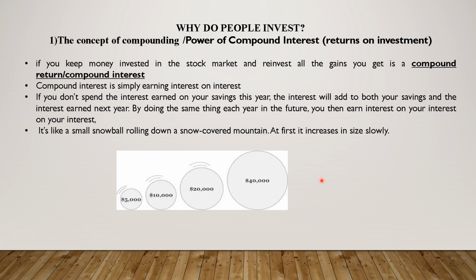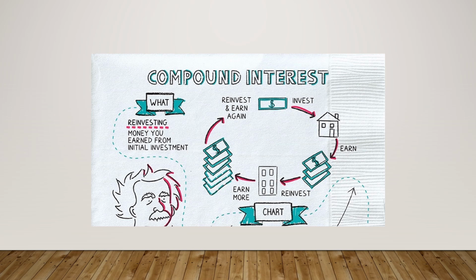This is the snowball effect. We also, as you can see from the diagram, it will help you simplify and gain more understanding. Where you earn, you reinvest, you earn again, you invest, earn again, and then reinvest. It is a continuous cycle. That is the compound interest or the return on investment.